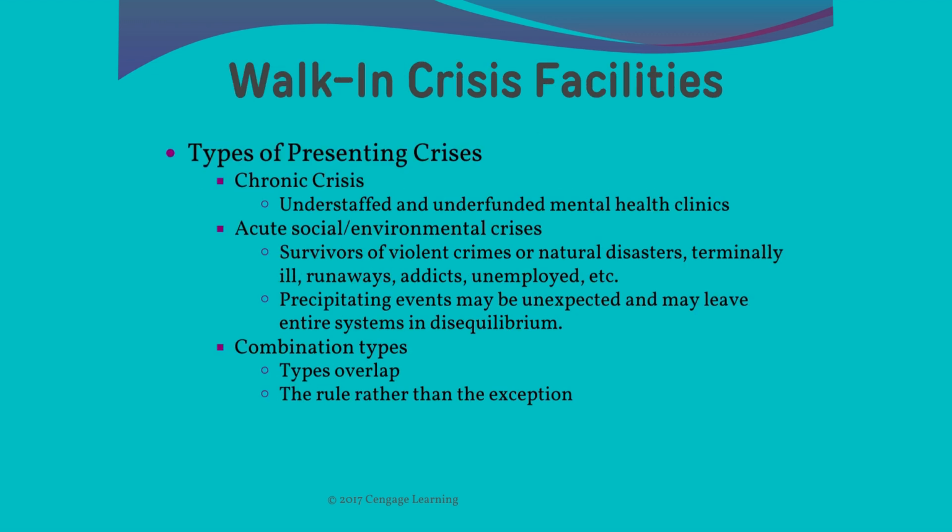Crisis facilities handle various types of crises, including chronic cases and acute social or environmental crises. Facilities often face challenges like being understaffed and underfunded. Also, clients may present with overlapping crises, such as people who are survivors of violent crimes and those experiencing sudden life changes, which disrupt their sense of normalcy.